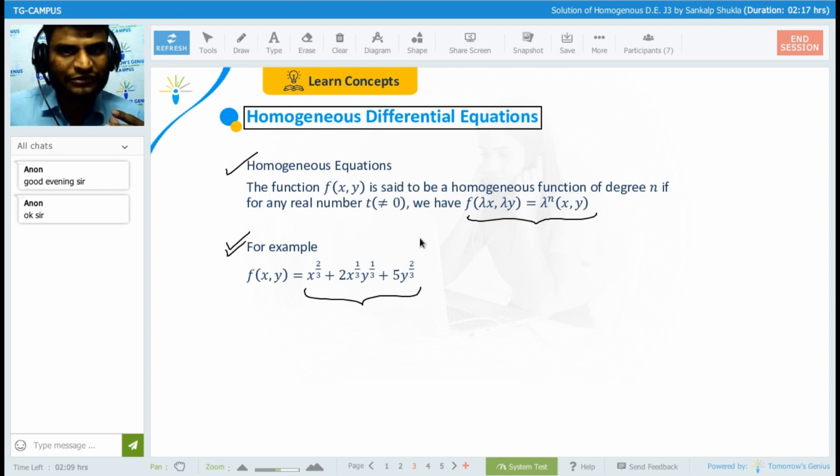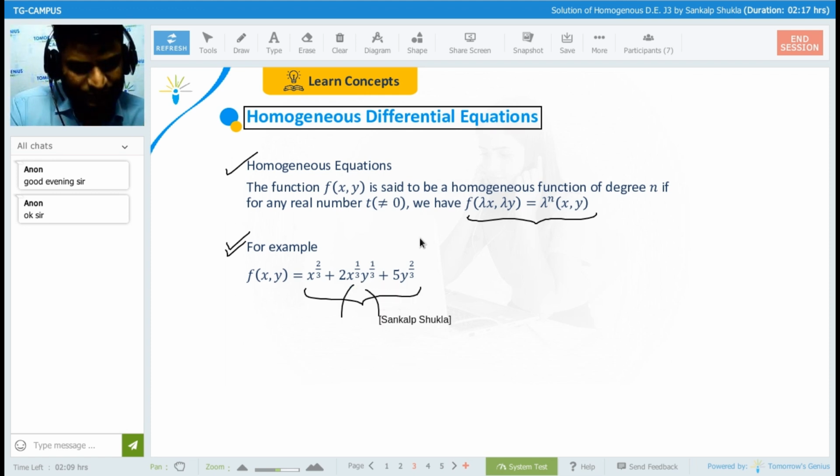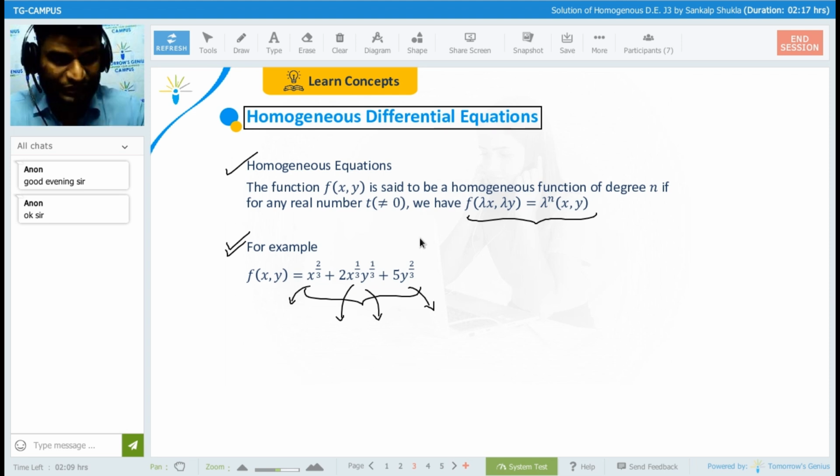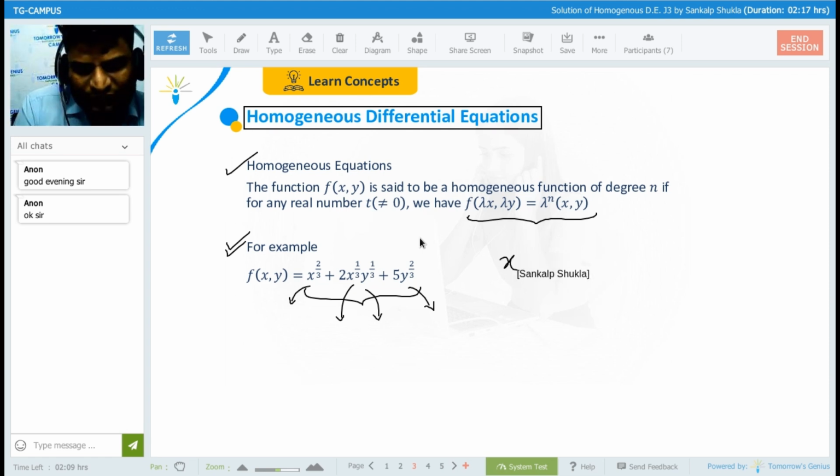So homogeneous functions are those in which both x and y variables could be present in a single term, and it's hard to separate them because they are entirely dissolved in each other. But if we talk about maths, we can see that there are 3 terms. x raised to the power 2 by 3 is there, and in this term both x and y are there, and in another term only y is there, and then only x is there. Just analyze these 3 terms. If we talk about the power of x, the power of x is 2 by 3 in the first term.